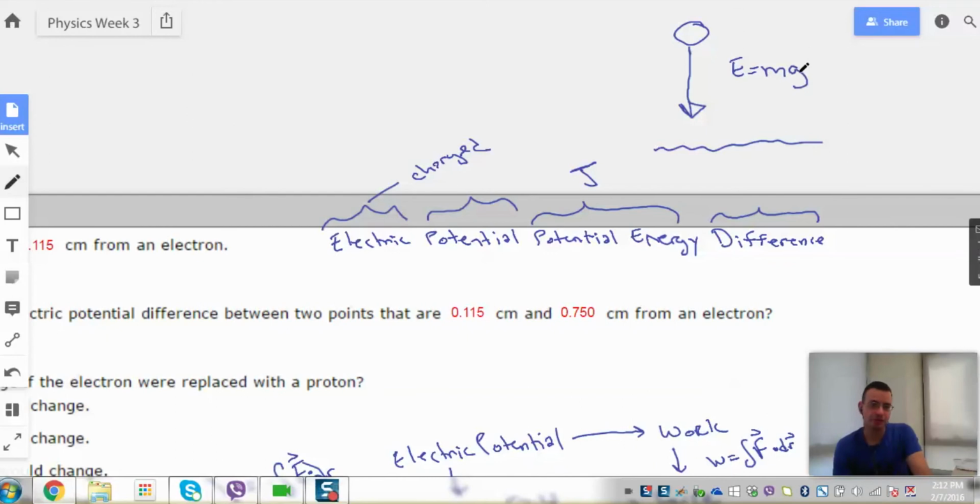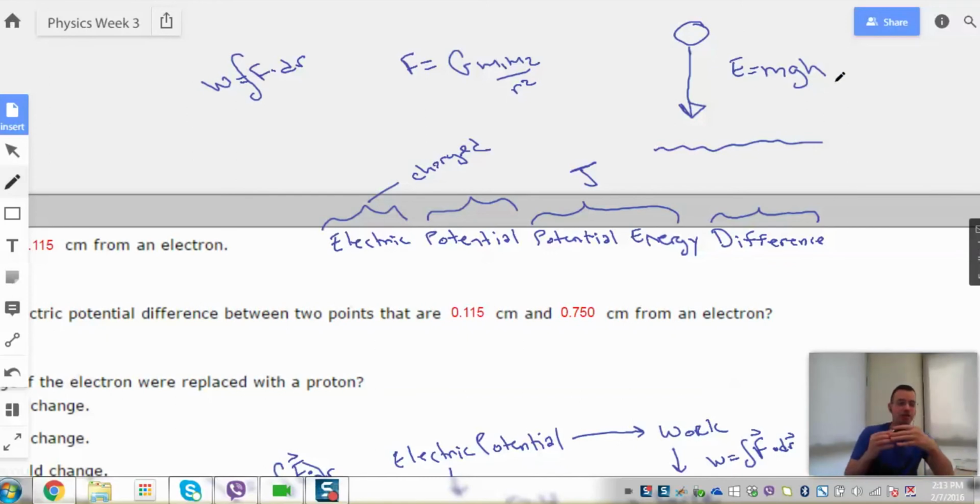Energy equals mgh. Really, that's just a simplification of force equals big G mass 1, mass 2 over r squared. And then you do work equals F dot dr. You work it all in there, and it simplifies basically to this, more or less. You know, when you're talking about near the surface of the earth.